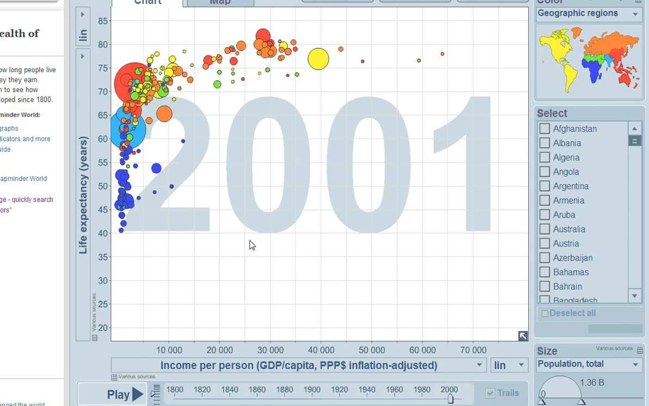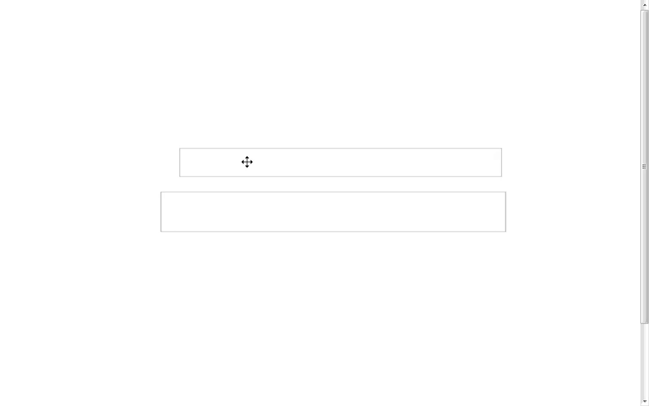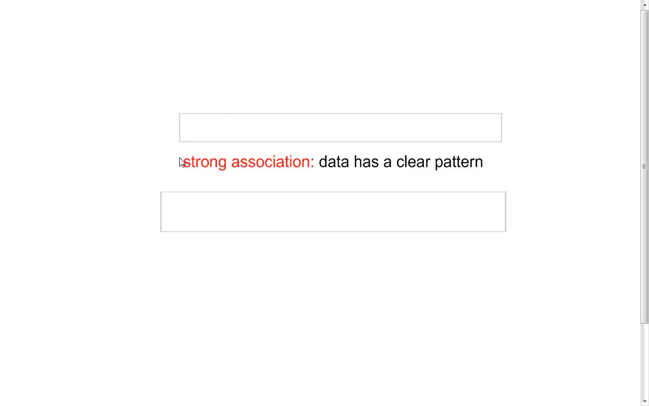One of the first things you'll notice is that there seems to be a pattern in this data. Now, it's not forming a straight line. It kind of goes up and then cuts over a little bit, but there is some clear association. So we're going to use the word association to describe the pattern. Anything with strong association has a clear pattern.